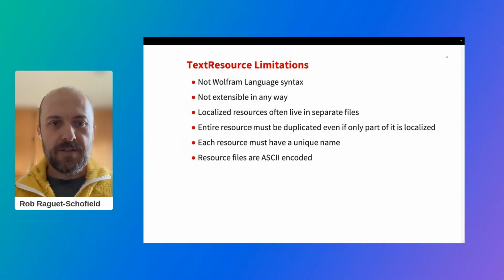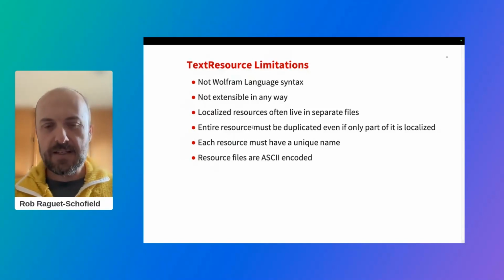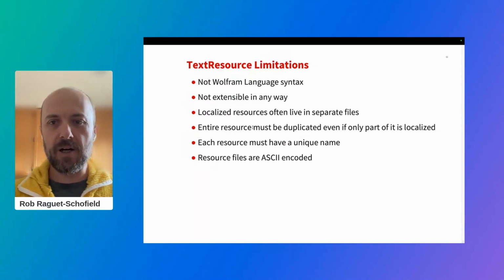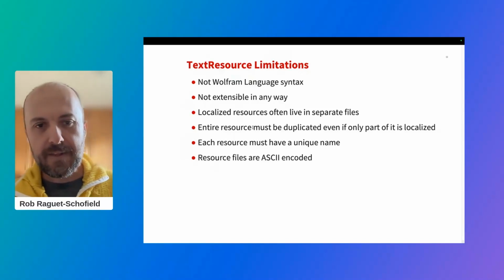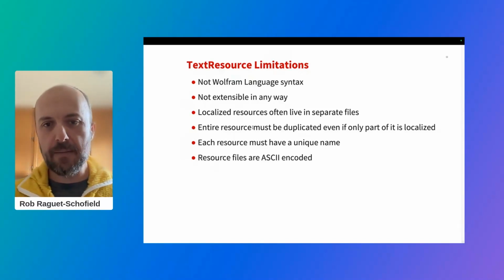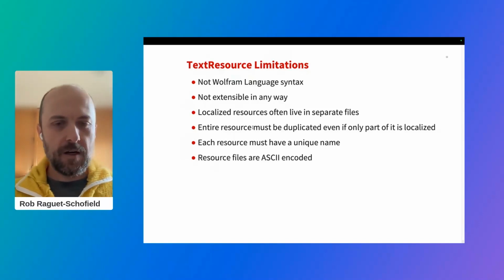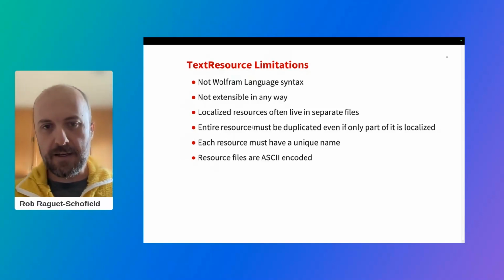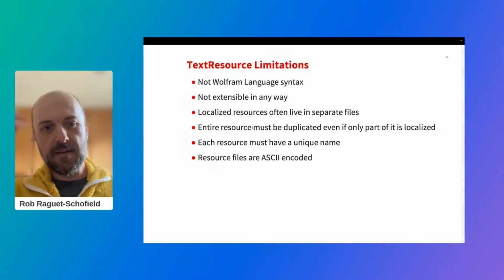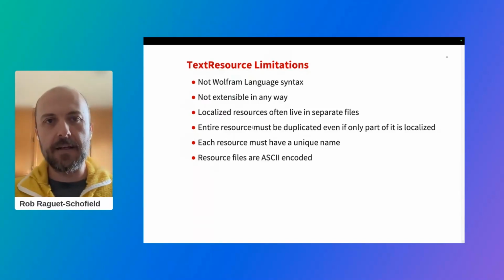If a resource only needed to be partially localized, like one of the examples I showed earlier, where many of the values are the same, but part of it was different, using the old system, we had to duplicate all of the parts, even the parts that didn't change. Every resource had to have a unique name. There were no namespaces that could be used, so there's always a possibility of colliding names. And then the text resource files that we used were ASCII encoded, which meant that if you're typing Japanese, for example, you couldn't just type Japanese text directly into the file.